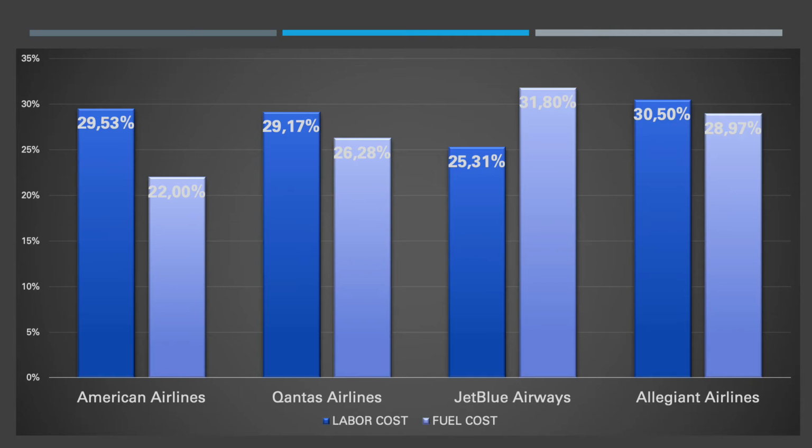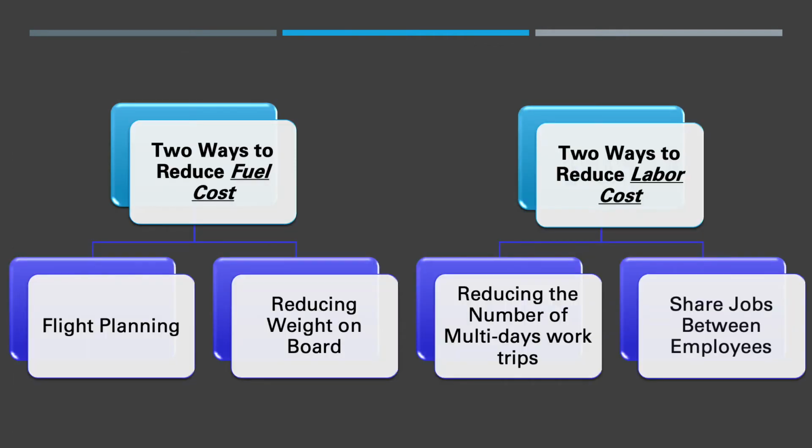In American Airlines, labor cost is 29%, while fuel cost is 22%. In Qantas Airlines, labor cost is 29%, while the fuel cost is 26%. Looking at JetBlue Airlines, unlike other airlines, the labor cost is 25% and the fuel cost is 31%. Finally, while the labor cost of Allegiant Airlines occupies 30%, the fuel cost is 28%, which is close to labor costs. Let's look at the ways to reduce these costs.